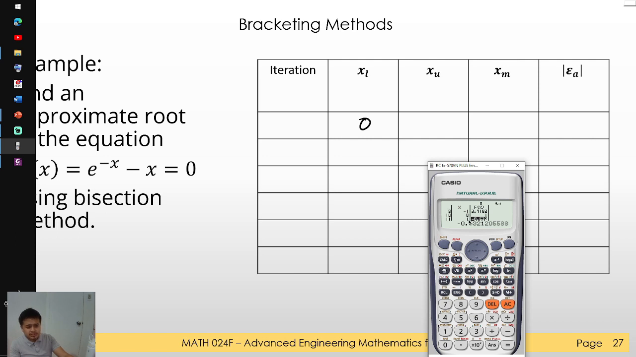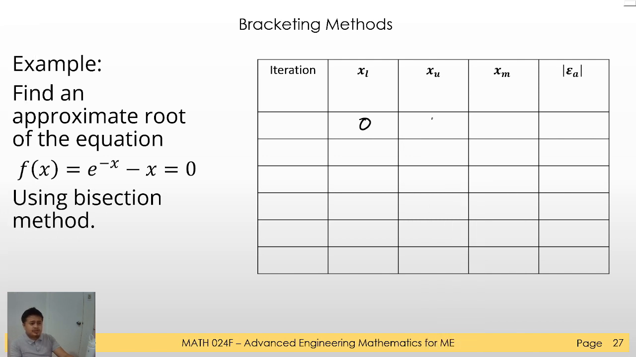So this is 0, this is 1. Okay, so 0 and 1. So the iteration is the first iteration. So we have the first iteration. And then what should we do?